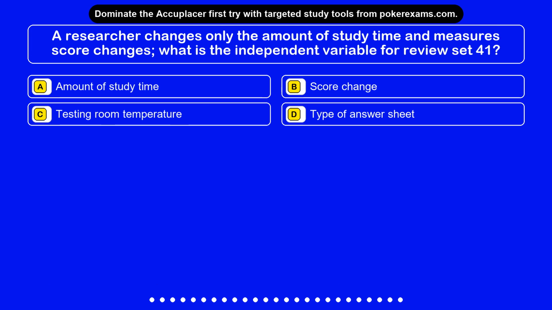Question 25. A researcher changes only the amount of study time and measures score changes. What is the independent variable for review set 41? Option A, amount of study time. Option B, score change. Option C, testing room temperature. Option D, type of answer sheet.